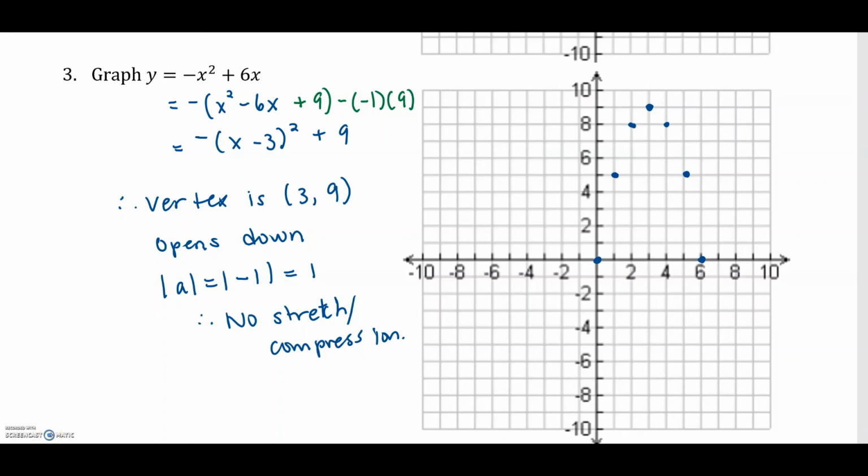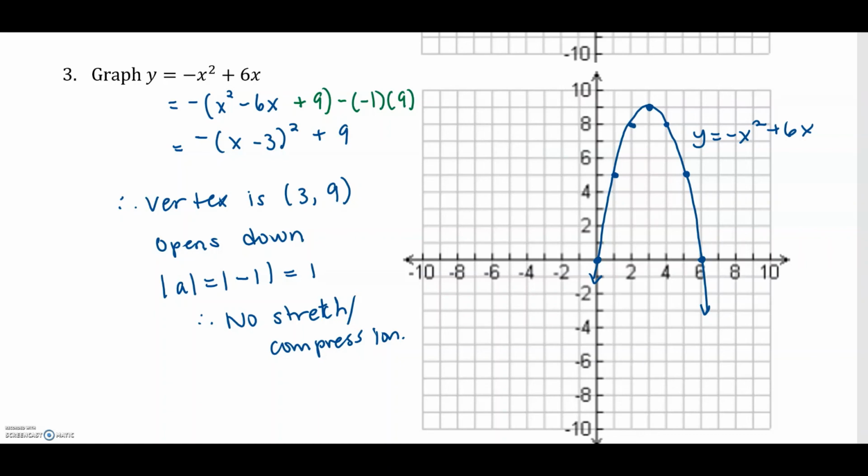And now we can connect these points with a nice smooth curve that goes through each of these points, and it gives us an approximate graph for y is equal to minus x squared plus 6x. The domain of this graph would be all values of x, and the range would be y less than or equal to positive 9. We can also note that we have an axis of symmetry that is x is equal to positive 3.